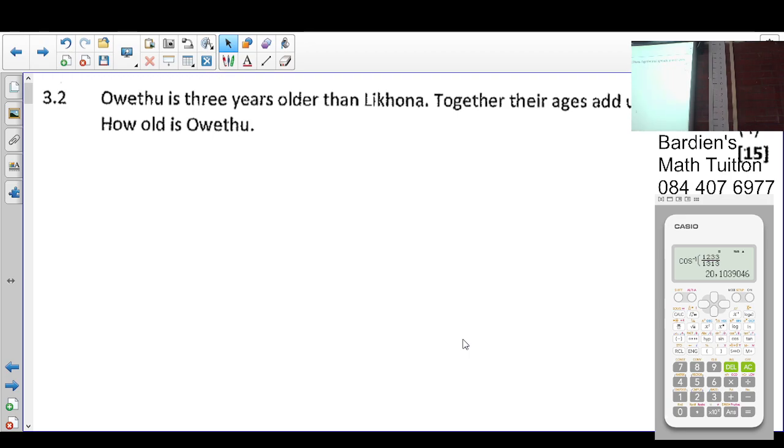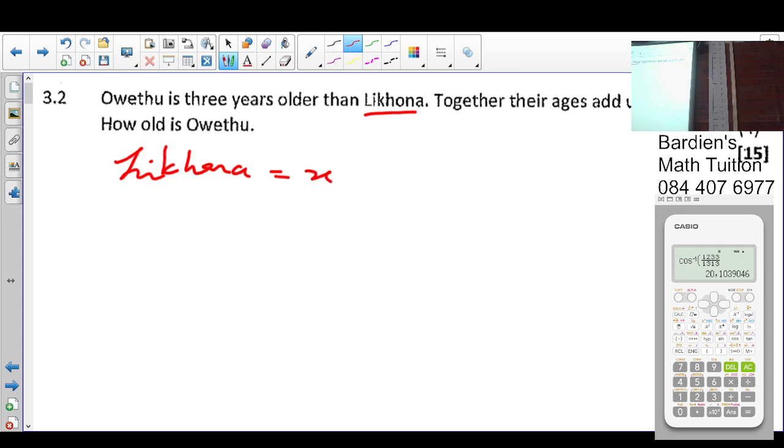So Veto is 3 years older than Nikona. Together their age adds up to 17. How old is Veto? Who is younger? Nikona. So we make Nikona x. We always let the younger one or the smaller one be x. So Veto is then going to be 3 years older, which is x plus 3.